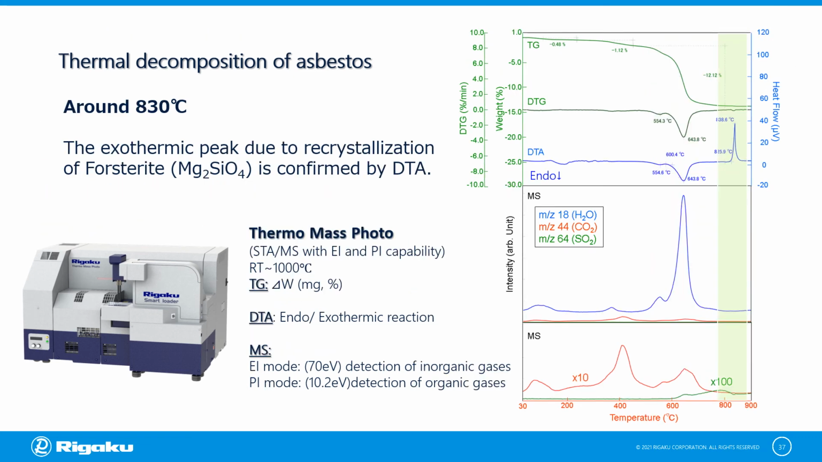Finally, we analyze the colored area around 830 degrees centigrade. The exothermic peak due to recrystallization of phosphorite is confirmed in the DTA curve. Through these, we were able to analyze the thermal decomposition behavior of asbestos in a detailed manner by using TGMS.